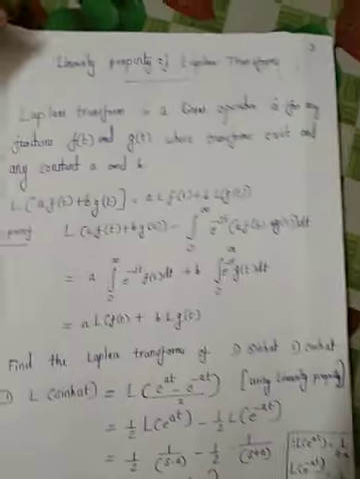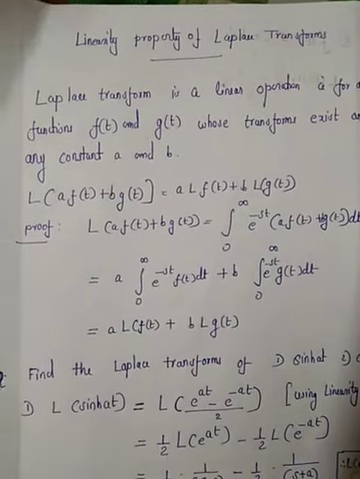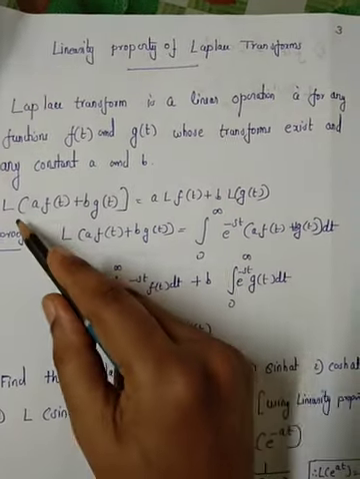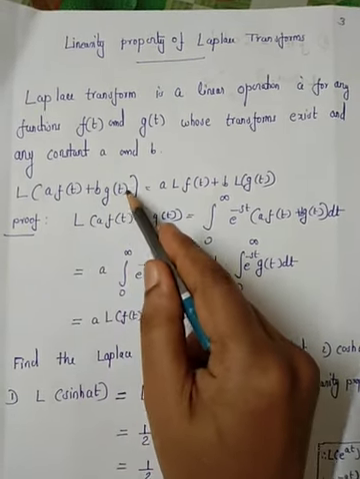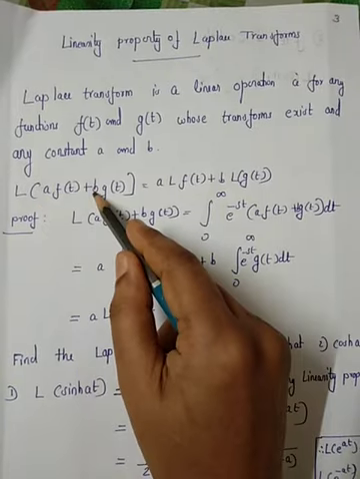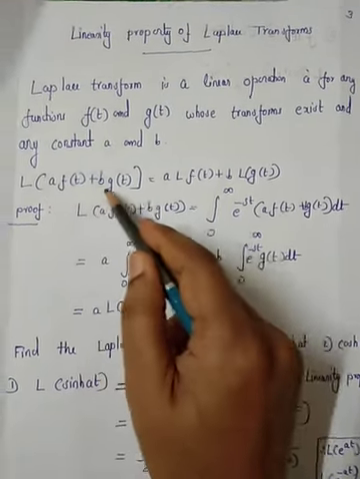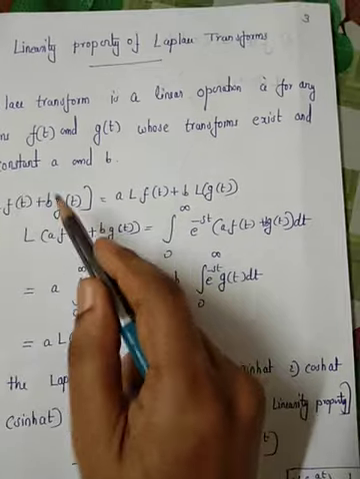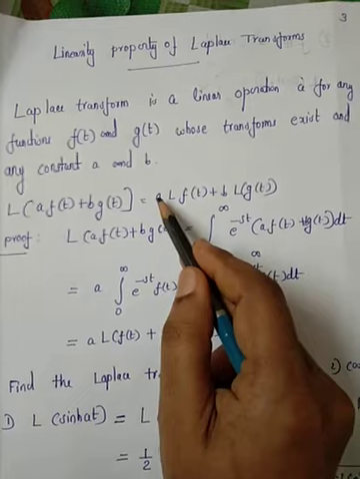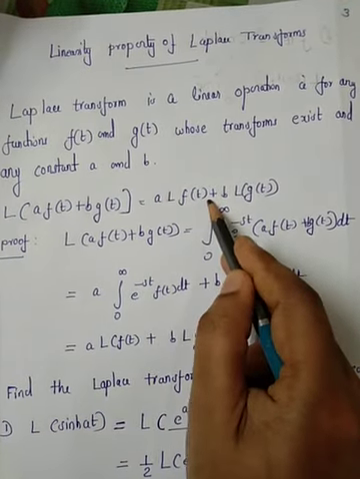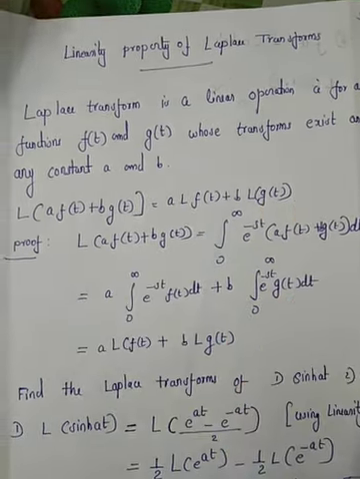Next question is how to go through the linearity property of Laplace transform. Laplace transform is a linear operation. That means L of a into f of t plus b into g of t, where a and b are constants, f of t is a function of t, g of t is a function of t, then L of a into f of t plus b into g of t is equal to a into L of f of t plus b into L of g of t.